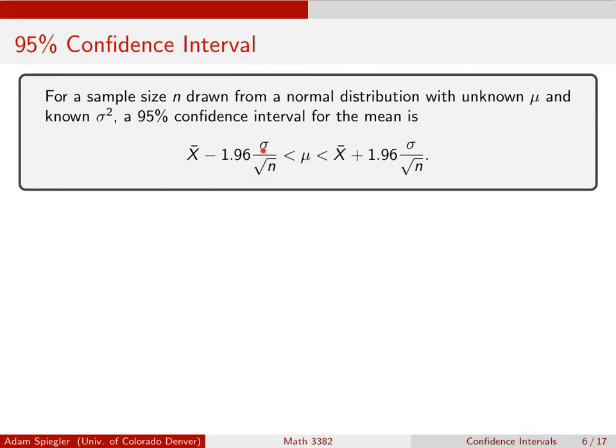That's what sigma over square root of n is, where sigma is the standard deviation of the population. Subtracting that gives me the lower limit for my interval. Adding 1.96 times the standard error gives me the upper limit for my interval. And then that resulting interval is going to have a 95% chance of actually containing the true value of mu.